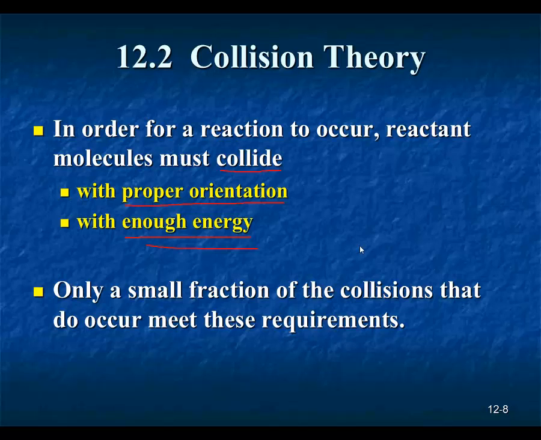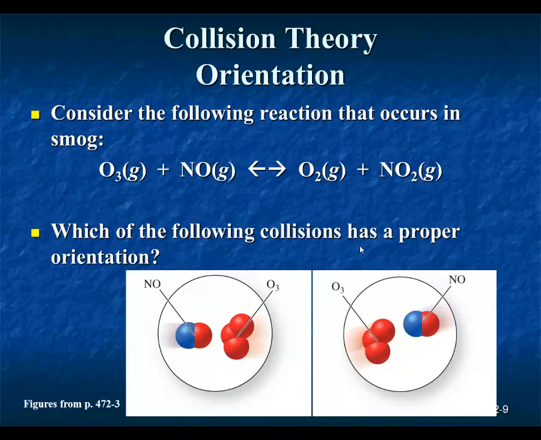So many times we will have what are called ineffective collisions, where the molecules or particles would collide, rebound, and not form any products. So let's consider a case where we have ozone reacting with nitrogen monoxide to form oxygen gas and nitrogen dioxide. As that's occurring during these collisions, we can expect that we must have proper orientation to form products. So here I have two examples of some possible collisions that could occur, and we need to decide which of these would form products most readily.